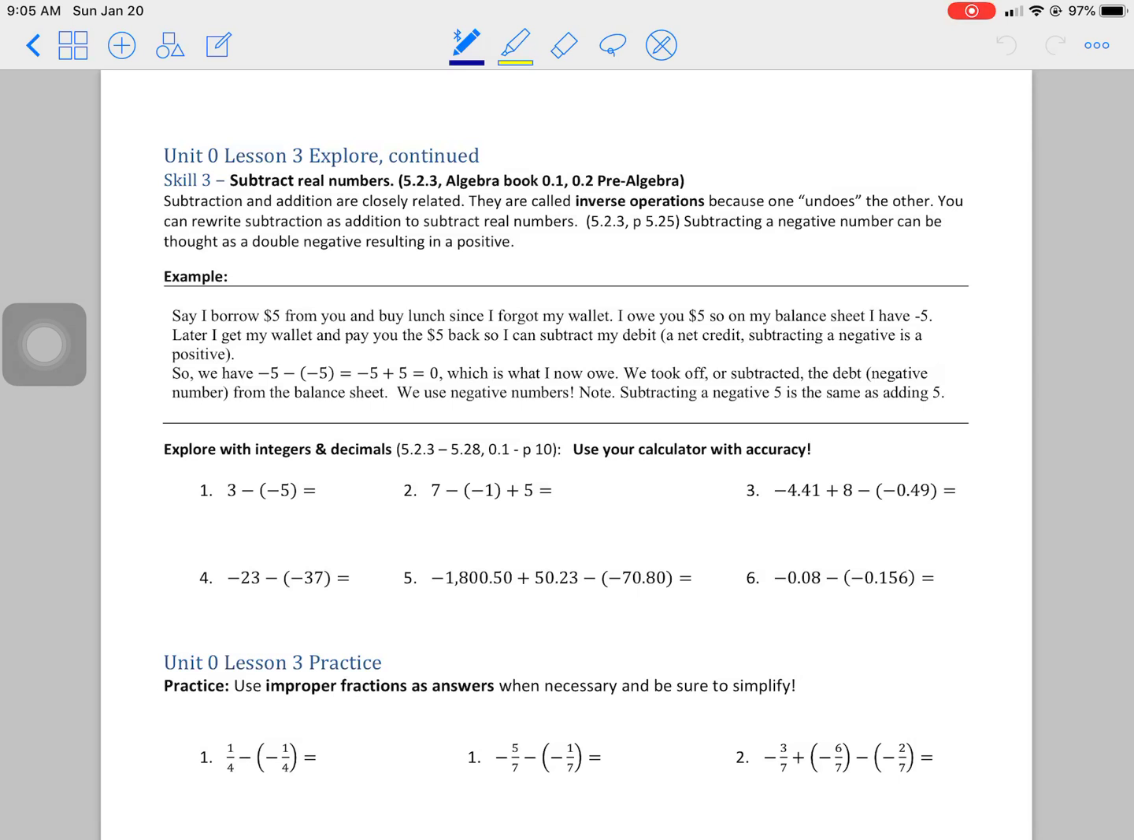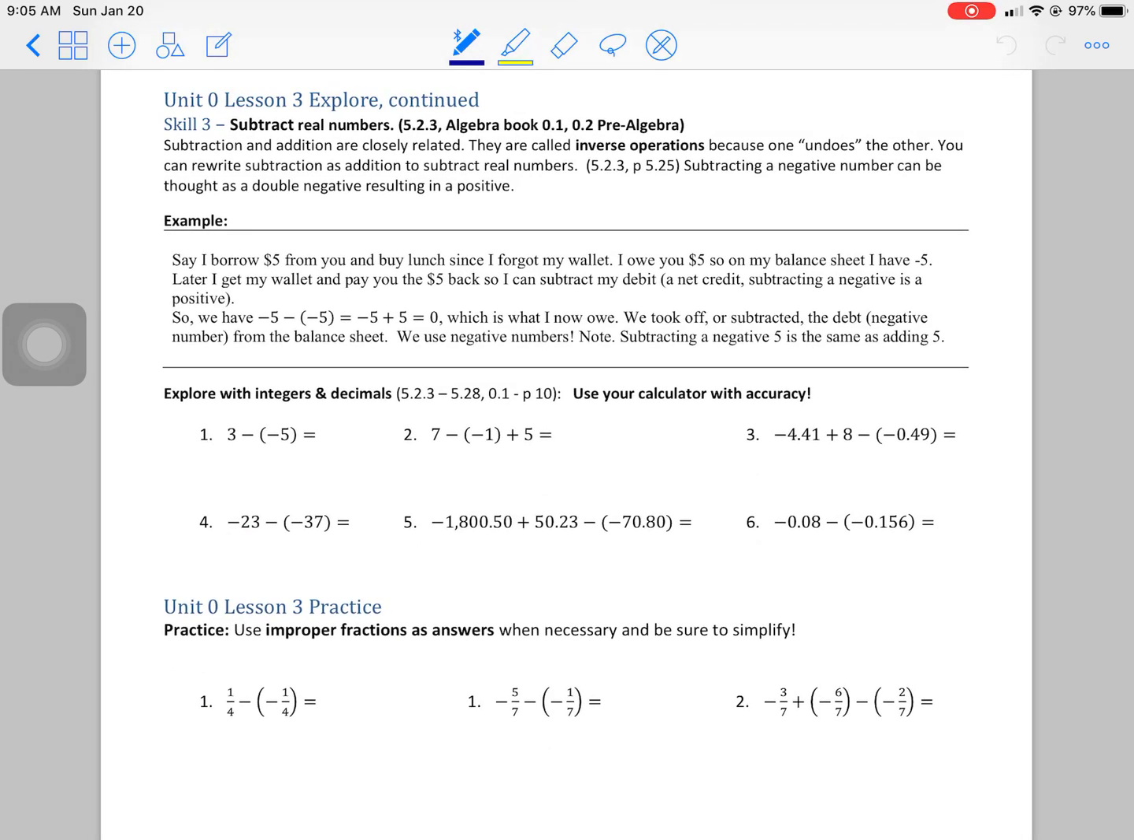All right, page 4. We want to subtract real numbers. Addition and subtraction are closely related. They're called inverse operations because one undoes the other. You can rewrite subtractions as additions to subtract real numbers. Subtracting negative numbers can be thought of as a double negative resulting in a positive. We just sort of did that.